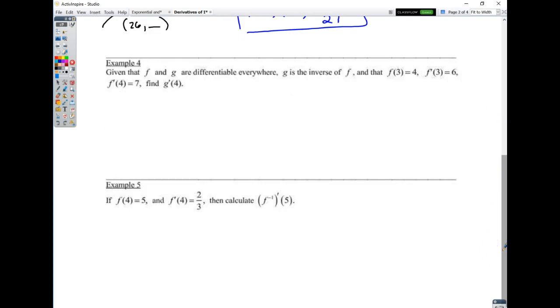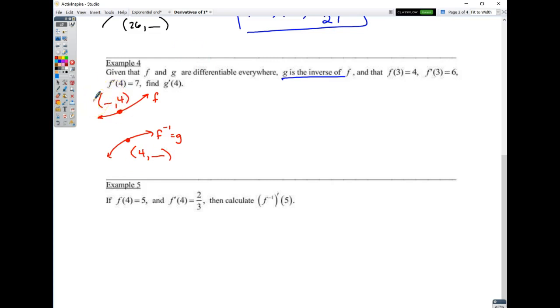This gives us really cool problems like this one right here. Given that f and g are differentiable everywhere, g is the inverse of f, so that's the giveaway there, and that f of 3 equals 4, f prime of 3 equals 6, f prime of 4 equals 7, find the g prime of 4. Again, I'm looking at this and I'm going, what do I have? I have an f function, and I have an f inverse function that in this case is my g function. I'm trying to find the g of 4, so this is 4 comma something. So this is something comma 4. I need to figure out what that number is.